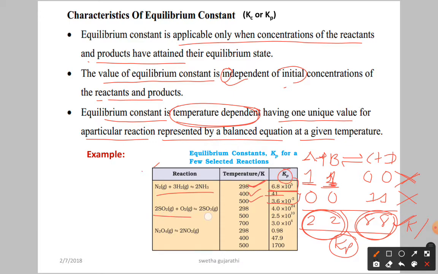For example, the reaction is this one. Now in three cases, for 298 Kelvin we have this much value, 500 Kelvin this much, 700 this much. A particular reaction depends on the temperature. The same is the case here: one reaction but various temperatures, so you are going to get various K values. What I want to convey is that it depends on the temperature and is independent of the initial concentrations. Next, go to the next slide.